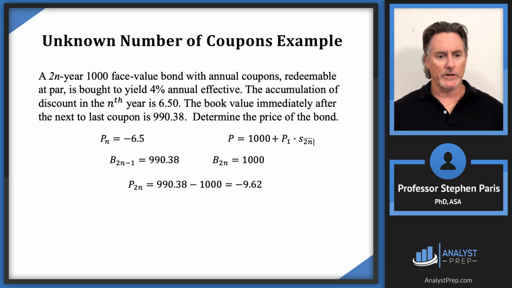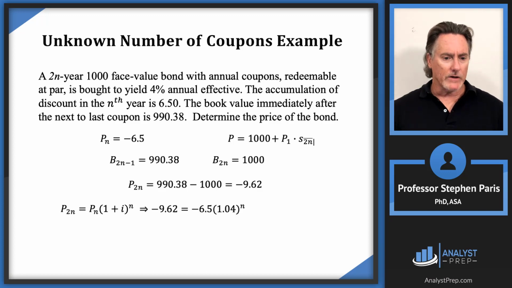So cap P sub 2n would be the 990.38 minus 1,000. So cap P sub 2n is a negative 9.62. I'm expecting it to be negative, and it is. And so now, look, I've got the cap Pn value and I've got the cap P sub 2n value, and so I can relate those two. I know that the cap P column forms a geometric progression, so to get the cap P sub 2n value from the cap P sub n value, since there are n time periods between the two, I use this equation: cap P sub 2n would be cap P sub n times 1 plus i to the n. Plug in the numbers here, and solving, we'll get that the n value there is 10.